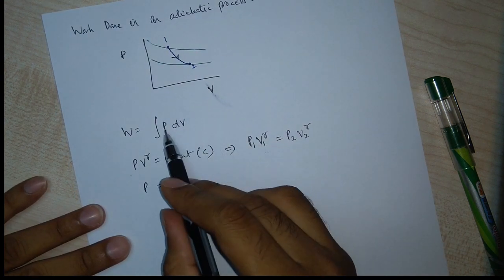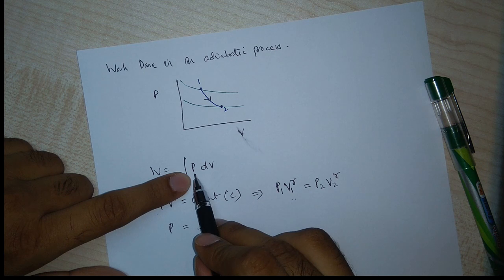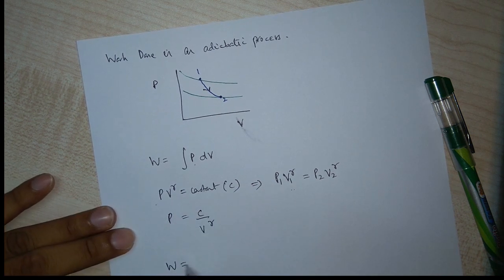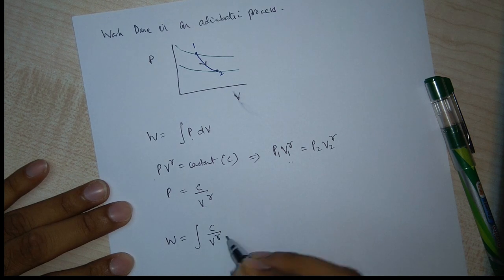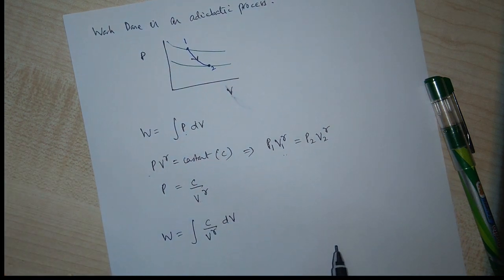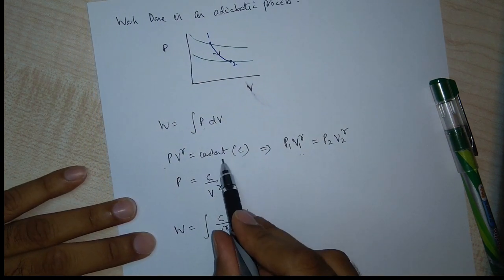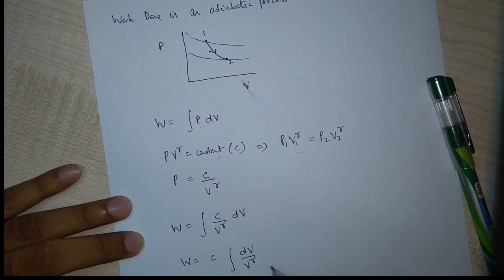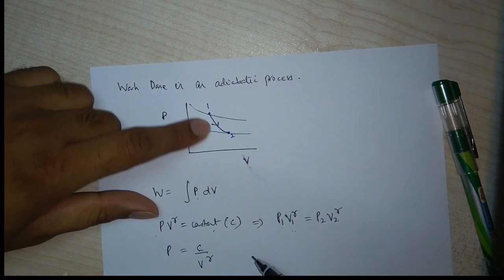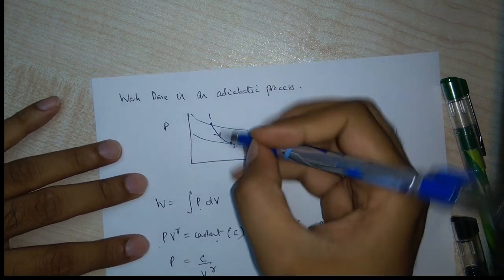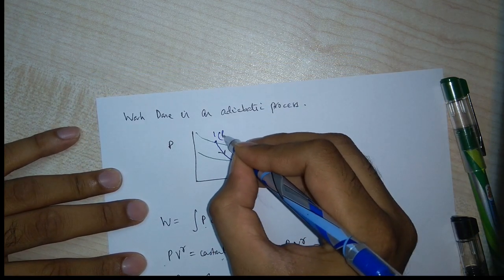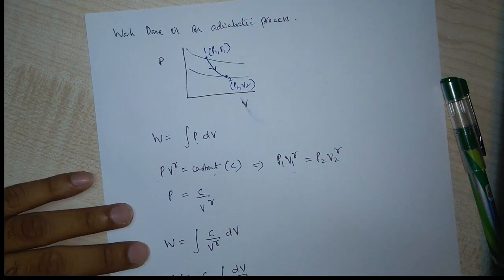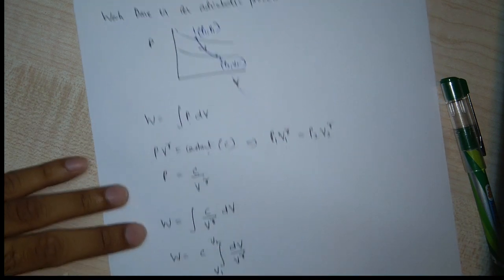Again, if we have to integrate this, we need P as a function of V. So we replace P in terms of V, and we get the work done is equal to the integral of C V raised to minus gamma dV. Now this C is a constant, so we can take it out of the integral. So C times the integral of V raised to minus gamma dV, going from 1 to 2. For reference, let us consider the pressure at 1 is P1 and volume at 1 is V1, and the pressure at 2 is P2 and volume at 2 is V2. So the work done going from V1 to V2.